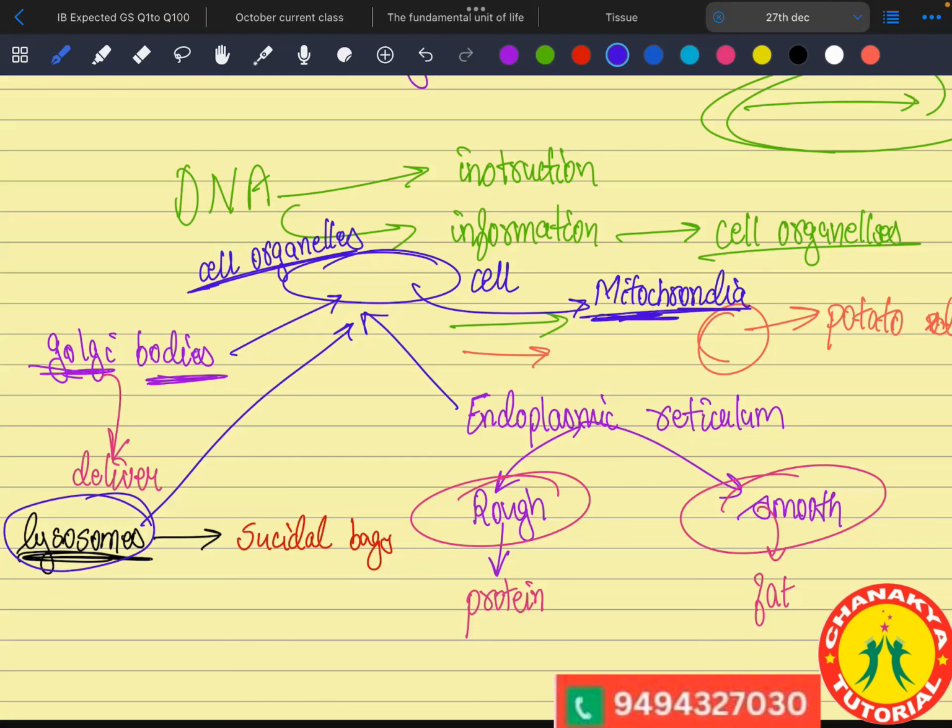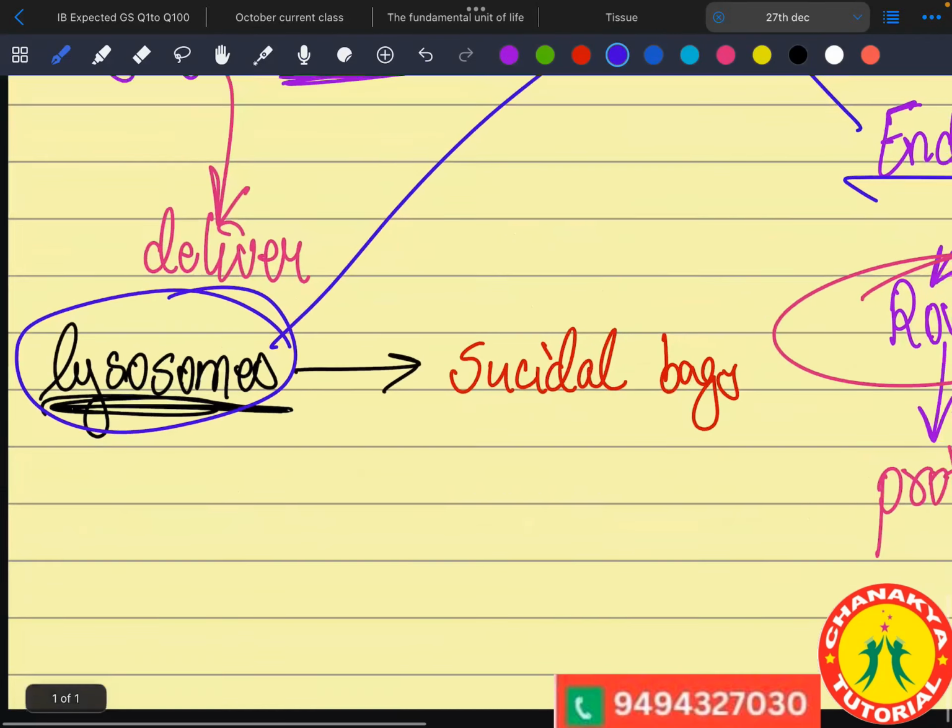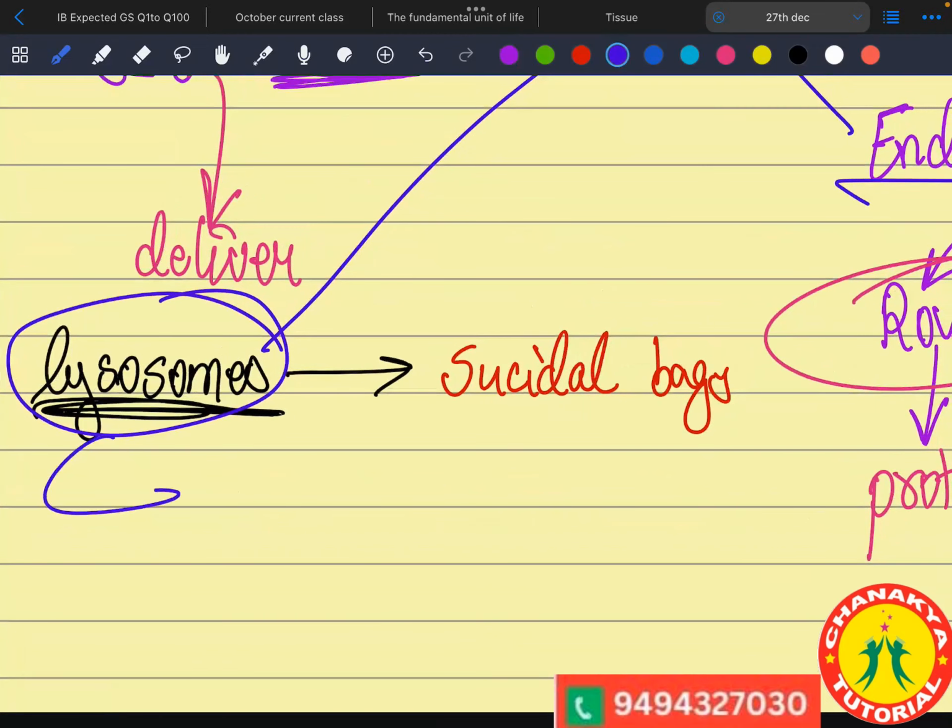All of these are known as cell organelles which are present inside the cell, and all of these have different functions. As I have told you, the endoplasmic reticulum is used to synthesize protein and fat. The Golgi bodies are used to deliver the food from one place to another. The lysosomes are used for cleaning purposes.